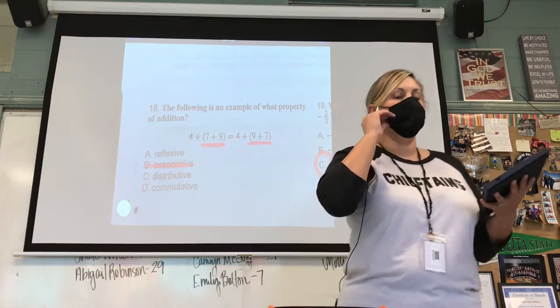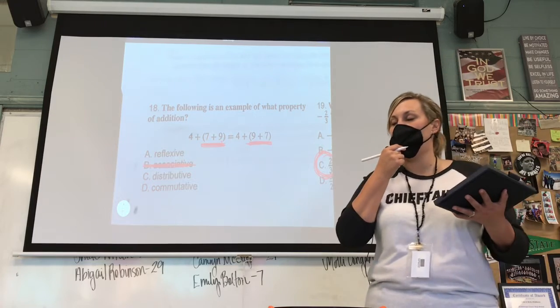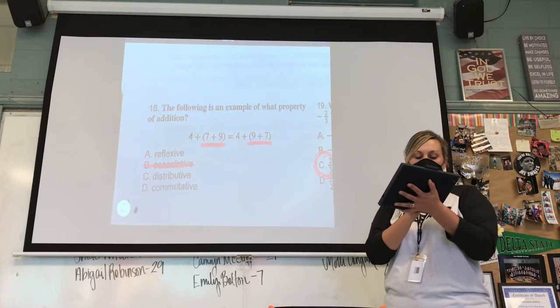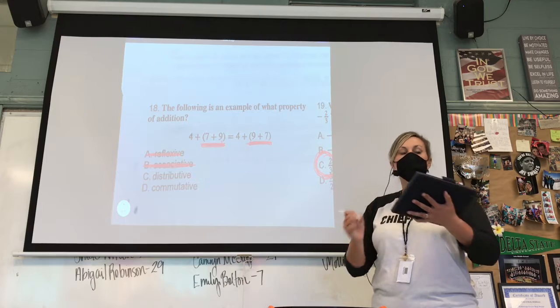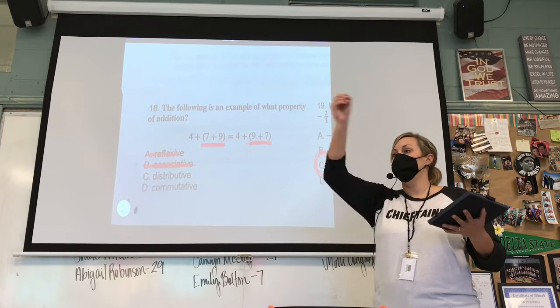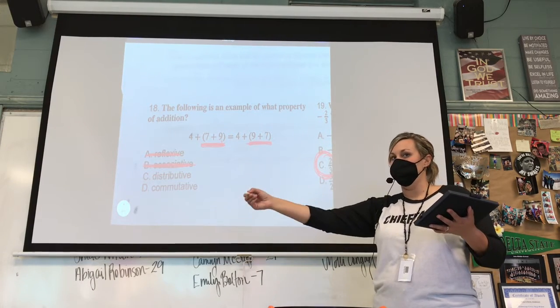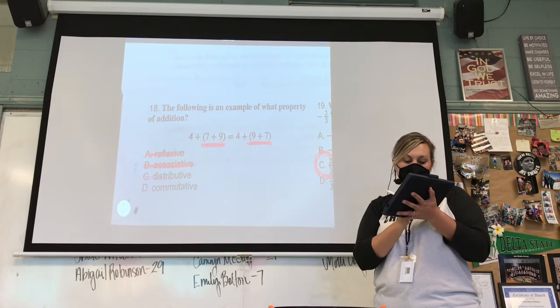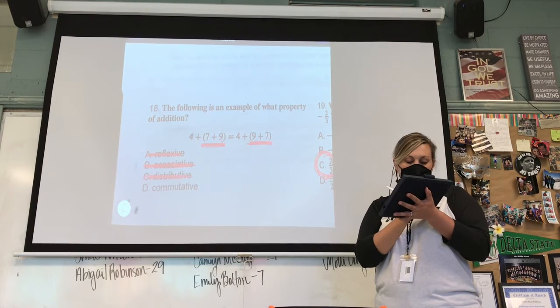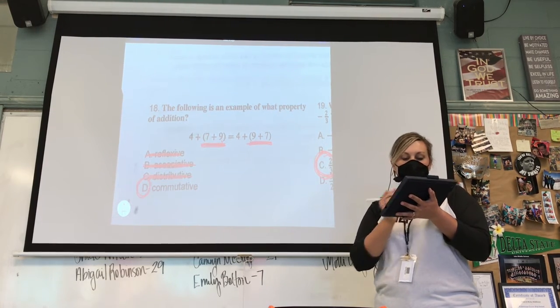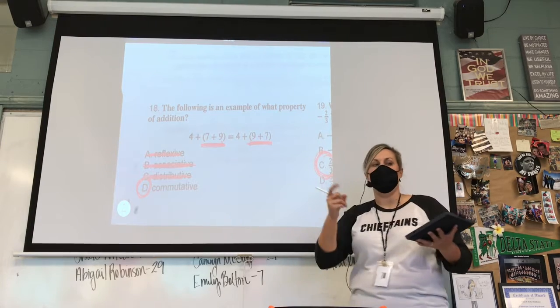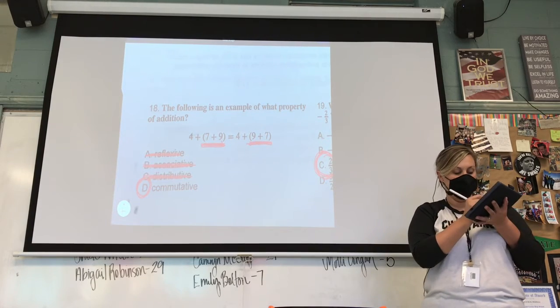Now, have we talked about at all the reflexive property? Nope. Don't pick that. We haven't even talked about it. The distributive property is where you do the rainbows. Is this the rainbows? No. Nope. That means it's got to be what? D. Now, if you look closely at the 7 and the 9, what happened to them?